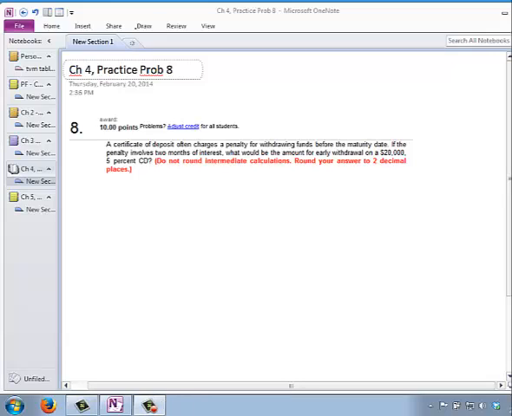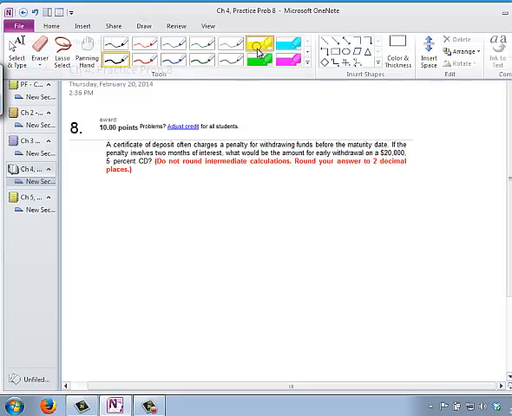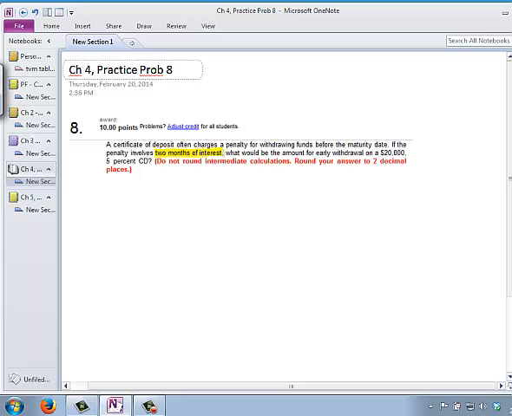Hi, all right, so in this problem, I'm going to work through Chapter 4, practice problem number 8. In this question, we are asked about a CD that charges a penalty for taking money out before it's matured. So in this example, I know that I'm having a penalty of 2 months of interest, and my total CD is worth 20,000 and it's a 5% interest.